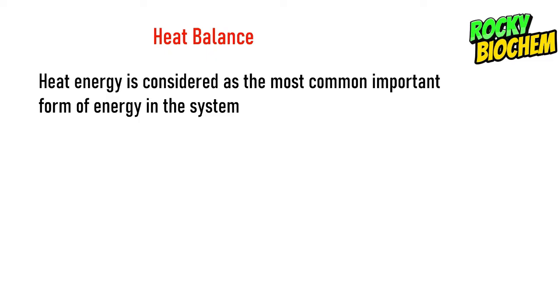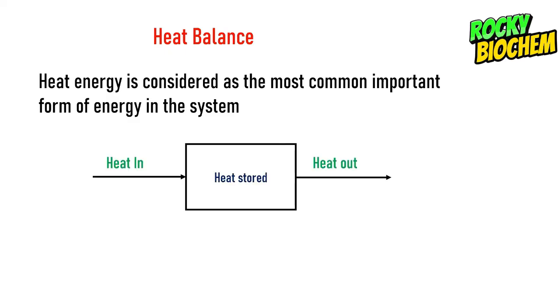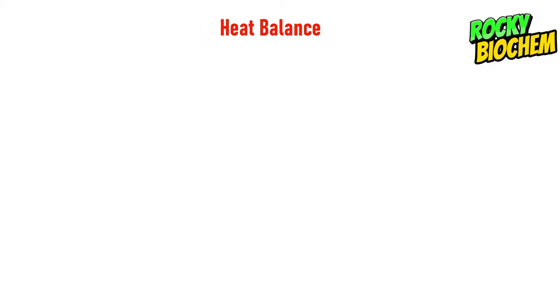So we are not limited. It's not like heat is the only form of energy in the system, but since heat mostly predominates the industrial processes, it is good for us to learn heat balance and understand how calculations are performed. For heat balance, it will work in a similar way as that of energy balance. So heat in is equal to heat out. Whatever heat is entering the system should be equal to whatever heat is exiting the system.